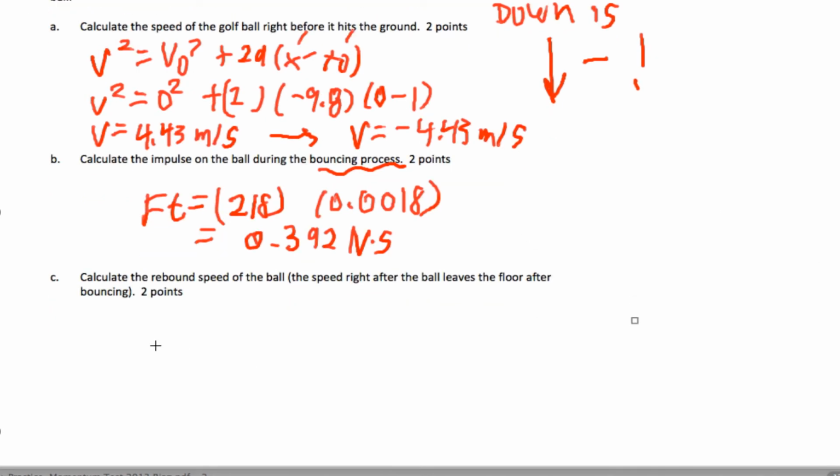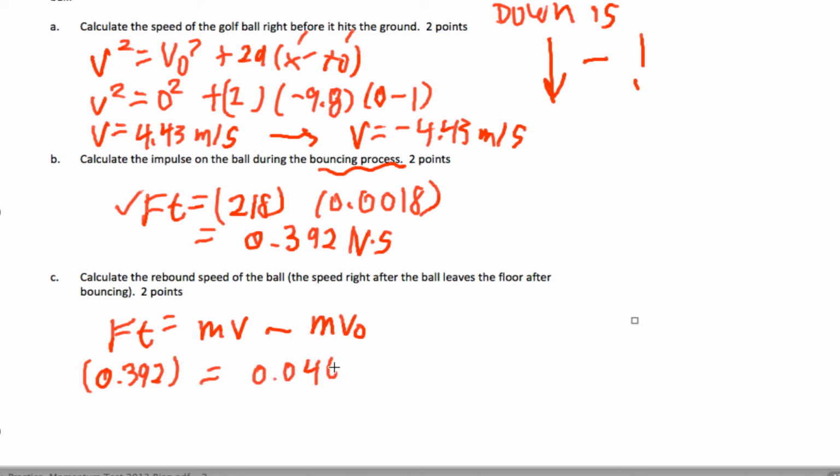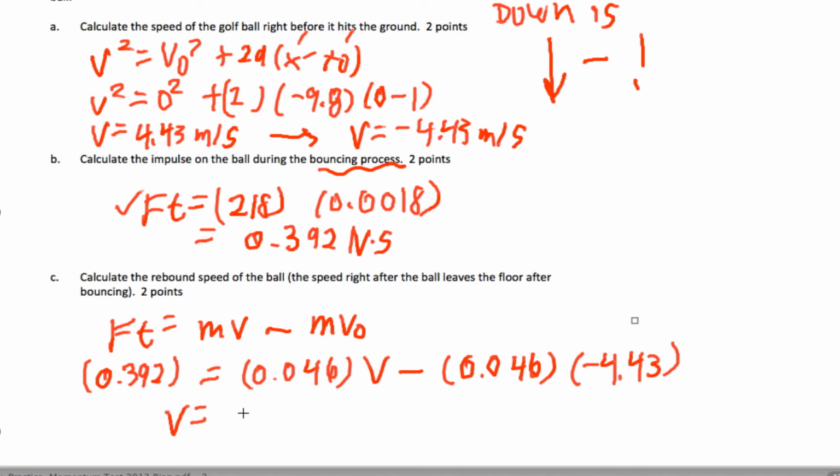Finally, to get the rebound speed after the ball leaves the floor, we're going to use the impulse momentum theorem, as well as our results from A and B. So we're going to get 0.392 for force times time, that's what we just did in B, equals the mass, 0.046, times its final speed, minus 0.046, which is the mass of the golf ball, times its downward speed, which is negative 4.43. Now when we simplify, we're going to end up getting that v is positive 4.1 meters per second. In other words, the ball bounces, hits the ground, and bounces back up at 4.1 meters per second.